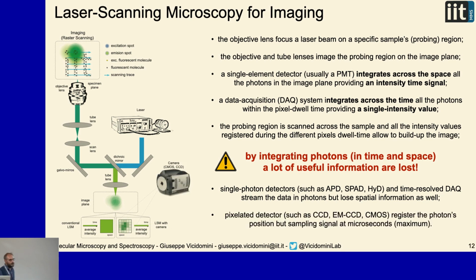Okay, I can use a camera. Super nice. That's a pixelated detector. I can make an image of my probing region. But what about the time? These are really fast, these are really slow. They cannot sample the signal at the photon level and so preserve the temporal information. So I have solutions, but they are only partial.